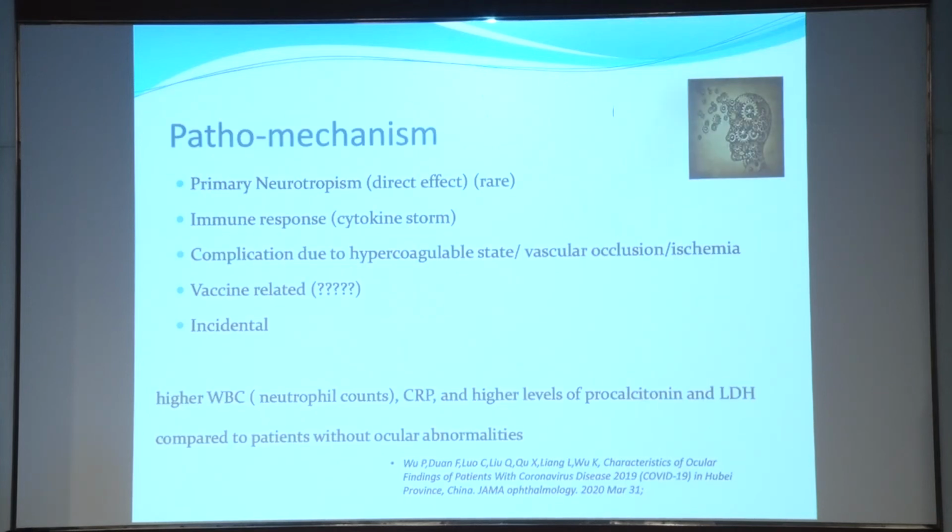As for pathomechanism, there can be numerous pathomechanisms. It can be a primary neurotropism. It can be an immune response due to cytokine storm. It can be secondary to a complication due to a hypercoagulability state. Can it be vaccine related, or is it just an association and incidental finding happening in a COVID patient? So we can never be sure of the exact pathomechanism.